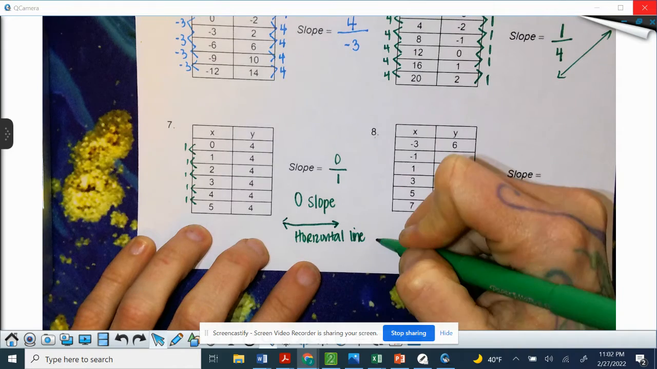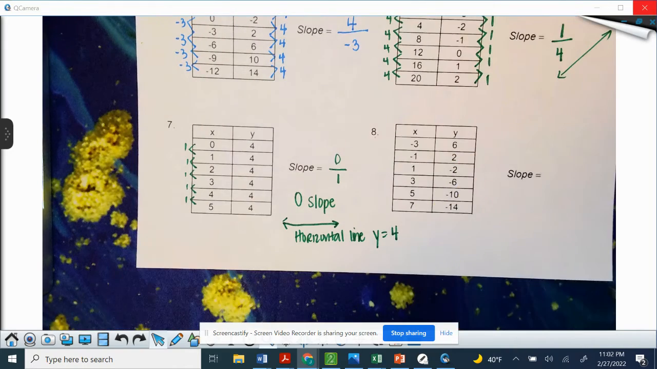Because y will always equal 4, no matter what x value you pull. If you pull 23 for x, it's still going to say 4. So that slope is 0. Y equals 4 would be the equation of the line, just to put in your back pocket at this point, because again, we will get further into that and practice that one a little bit later.